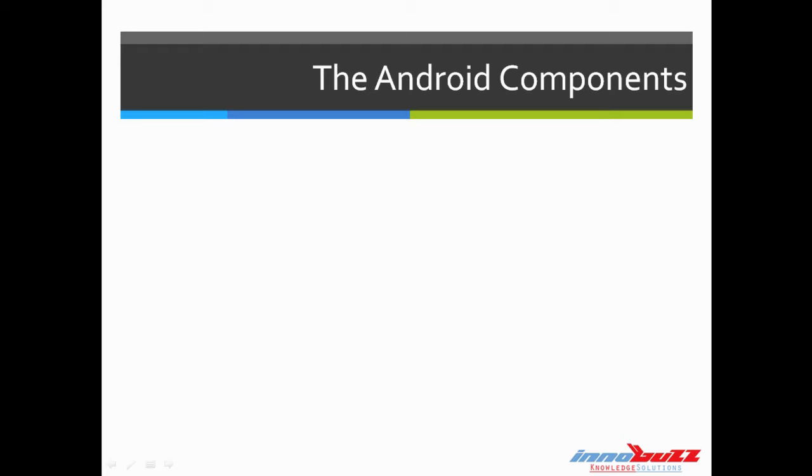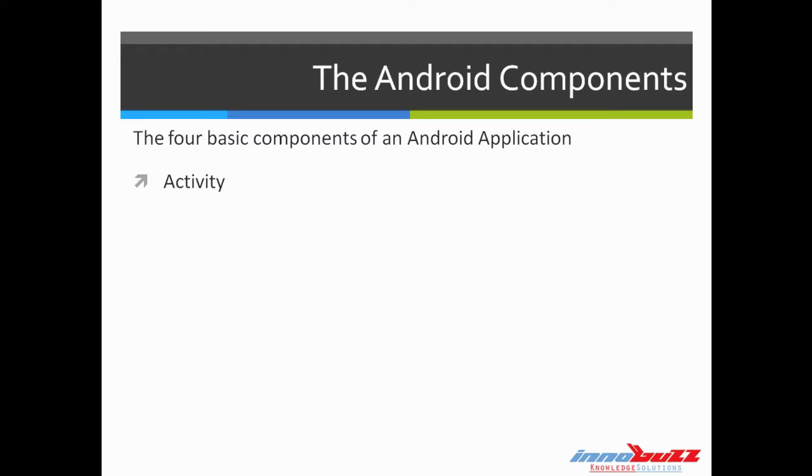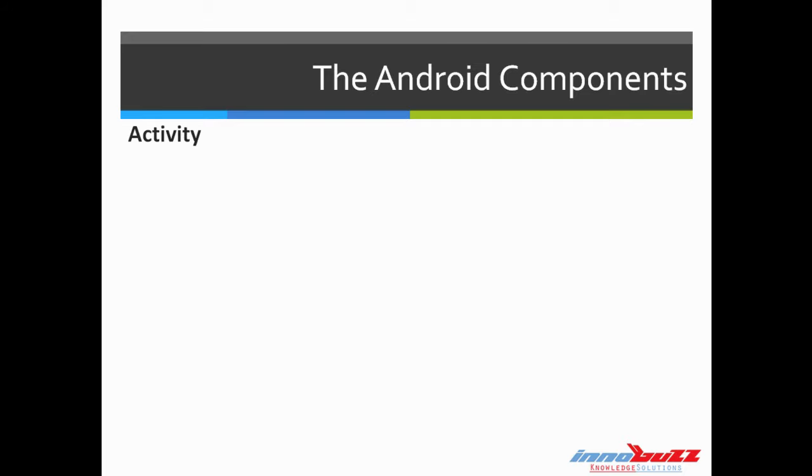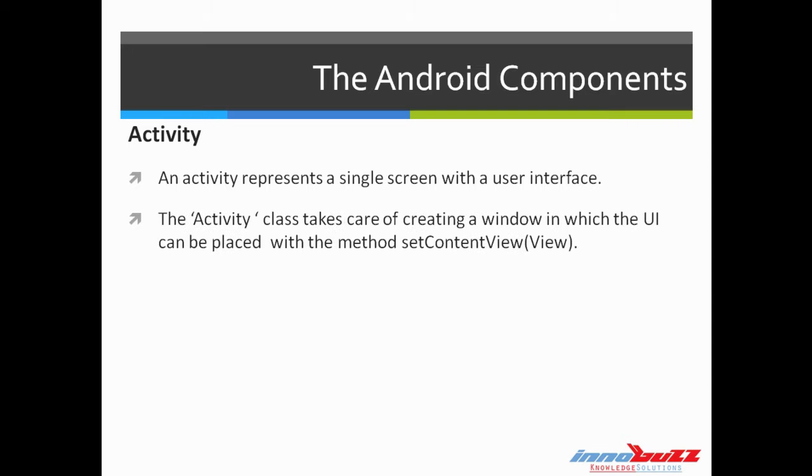The Android components. The four basic components of an Android application are activity, service, broadcast receiver, and content provider. Activity. An activity represents a single screen with a user interface. The activity class takes care of creating a window in which the UI can be placed with the method setContentView by passing the view as the parameter.